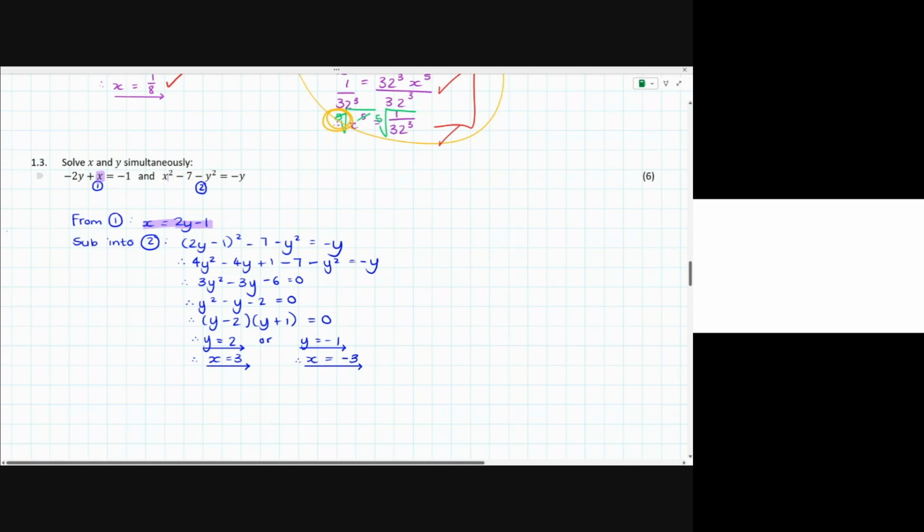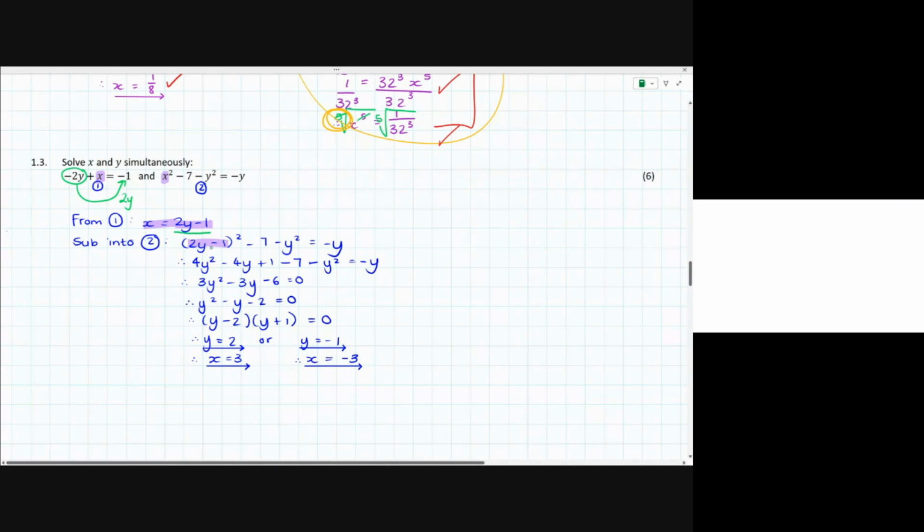I then substitute that in place of x in my second equation. So (2y minus 1) squared minus 7 minus y squared equals negative y. I said 2 instead of negative 2, but it is 2y. So guys, just remember, this 2y, when you now bring it over, it becomes positive 2y. So that's why positive 2y.